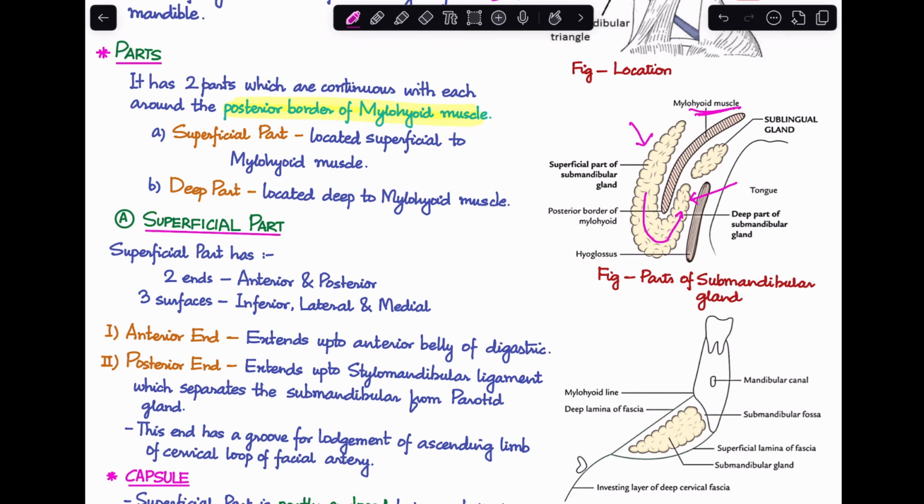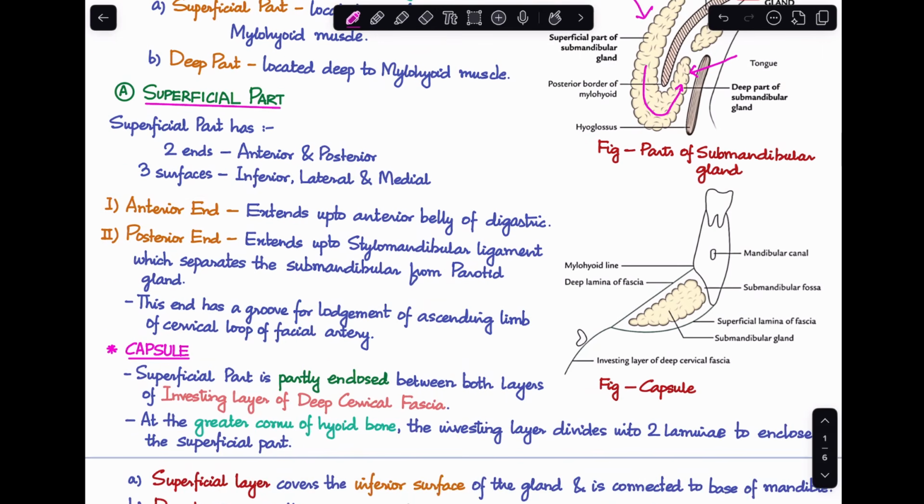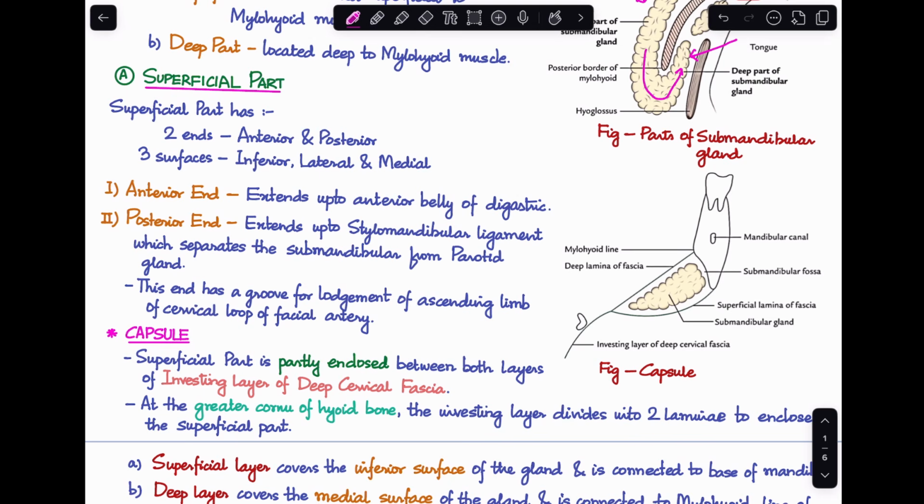Now we'll discuss each of these parts. What are the different parts? What are the different surfaces in each of these parts, and what are the relations? Which is a very, very important question. So, first, let's start with the superficial part.